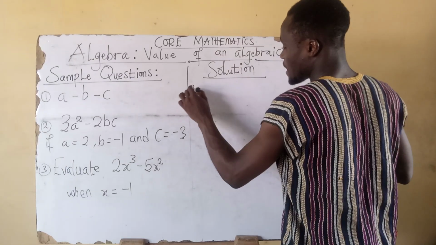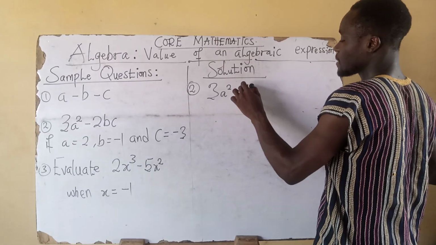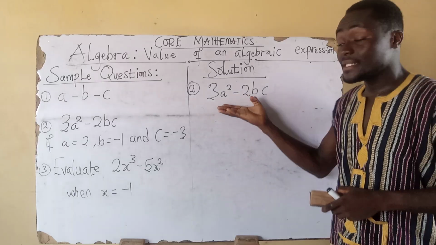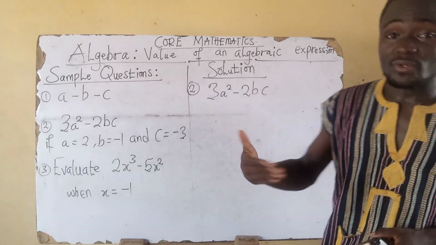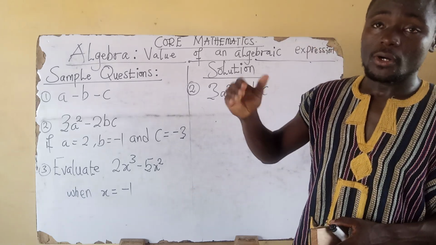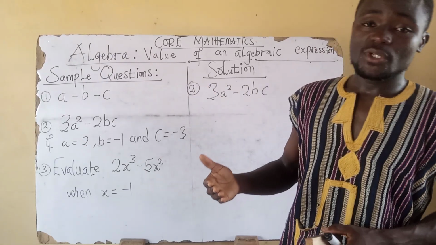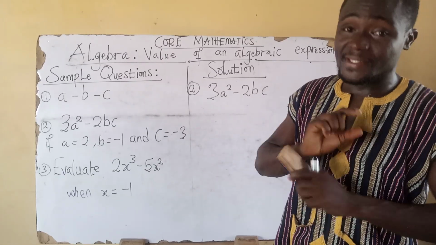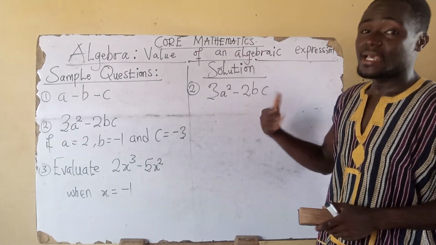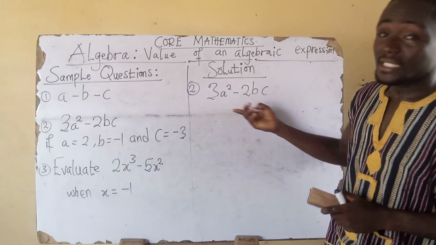The question number 2, I have 3a squared minus 2bc. This one too, I've been asked to find the value of this expression. Remember, I explained to you what we mean by an expression. An expression is something algebraic, where variables are in play with numbers without an equal sign. So because there is no equal sign in it, or no inequality sign, that's why we are terming this an expression.